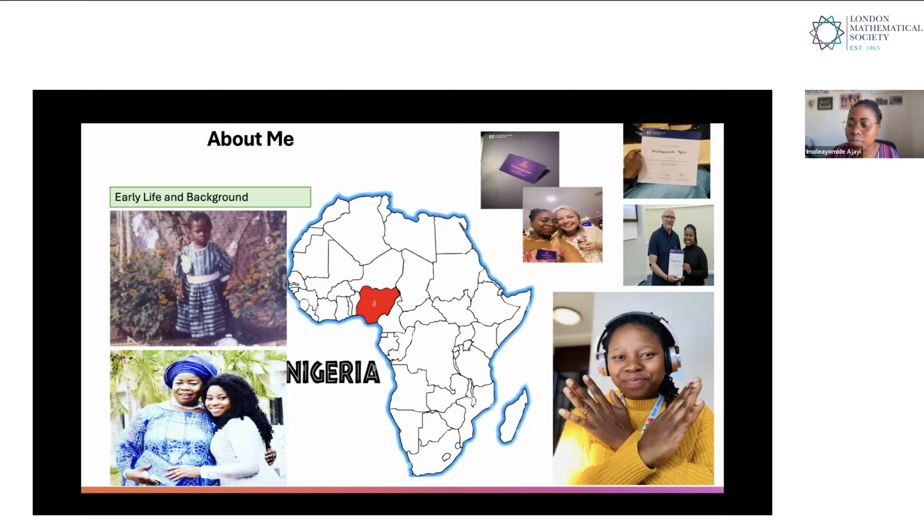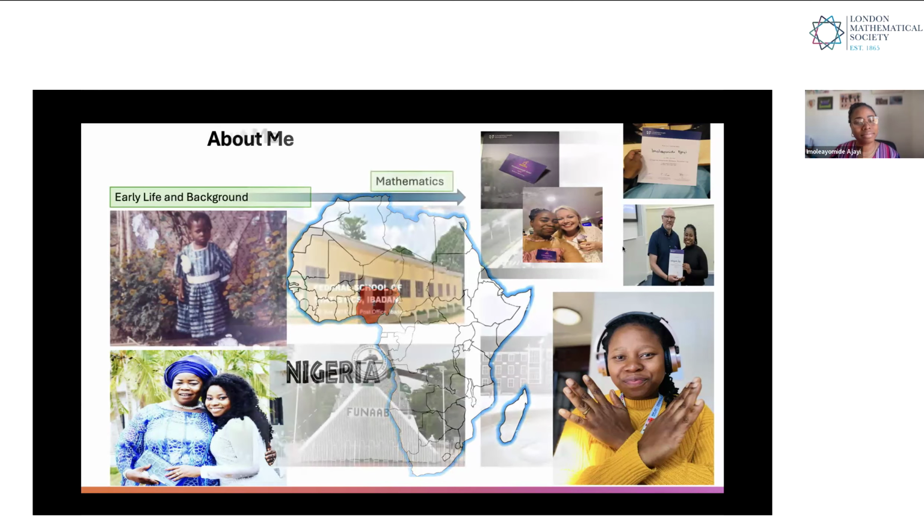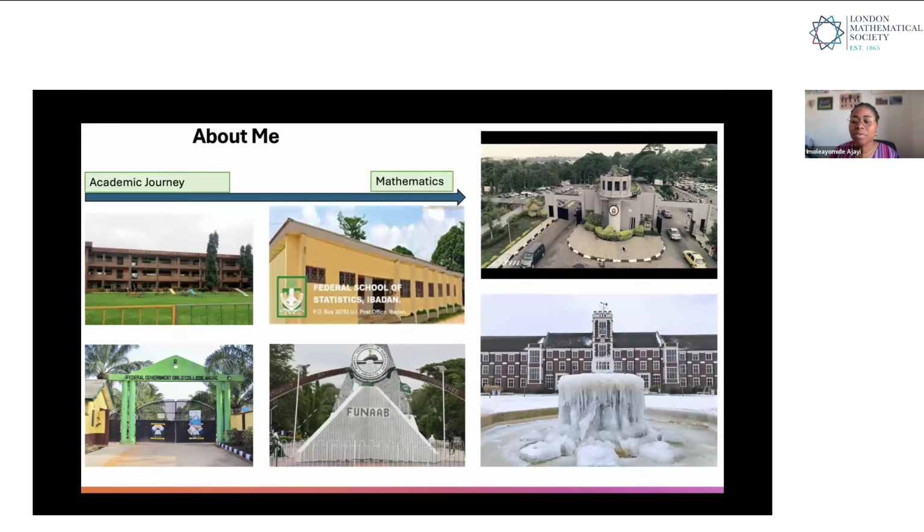This is my experiences, and I've realized the power of resilience, community, and determination. My journey from Nigeria to this place has been filled with a whole lot of challenges and also triumphs, as you can see in those images. But a little bit about my background and where I fell in love with mathematics.